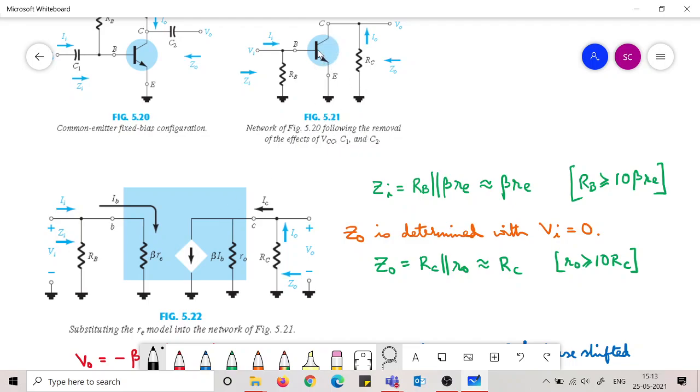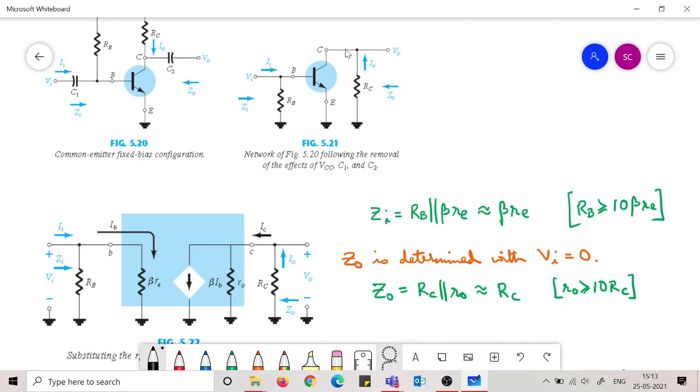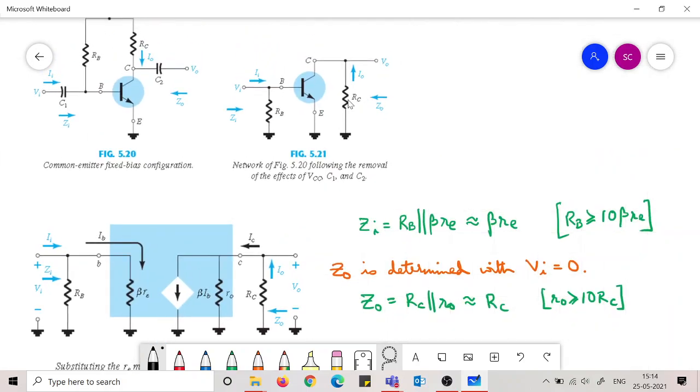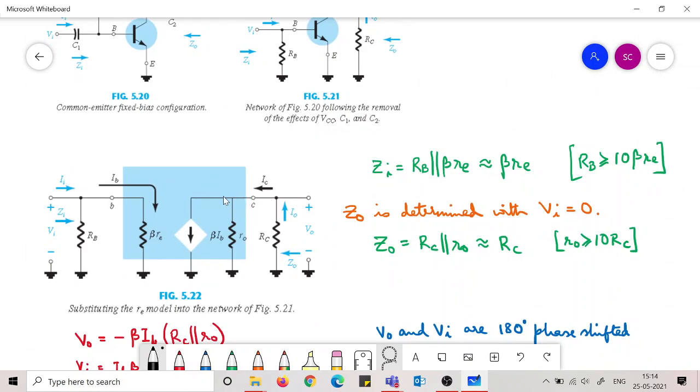Now you see that from this point C, there has to be a resistance which is the resistance of the transistor. That resistance was r0, the output resistance of the transistor, that is connected here, and after that this RC comes. This RC is now connected here. Note also here that I0 is mentioned in the branch RC, because I0 is the current flowing through the branch RC, but after that what the current becomes here is IC. Okay, so IC is this current.